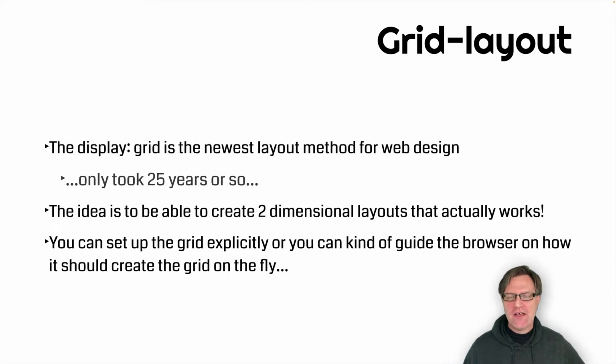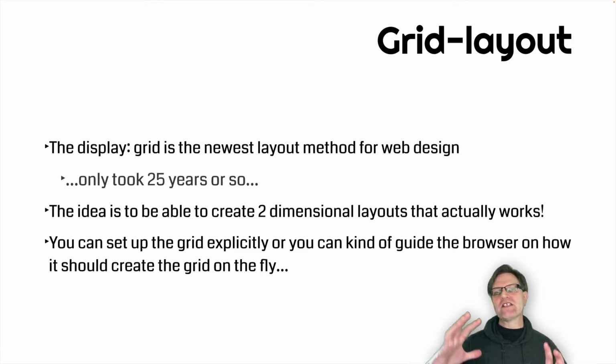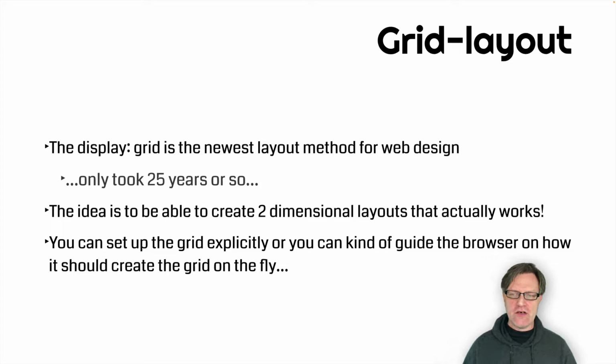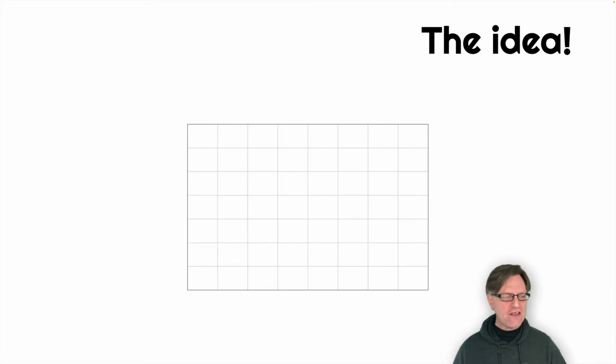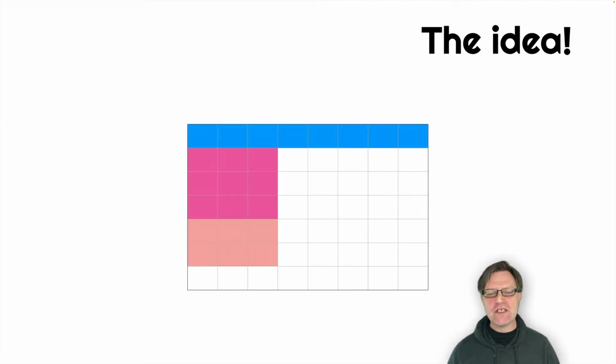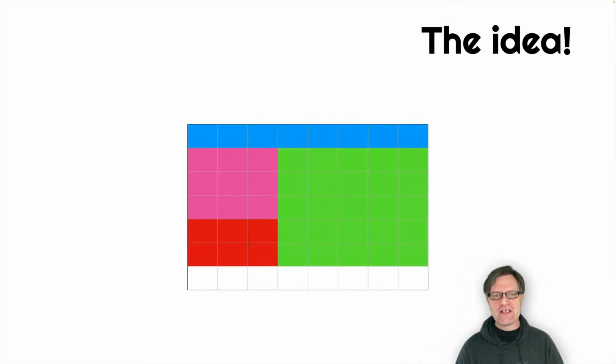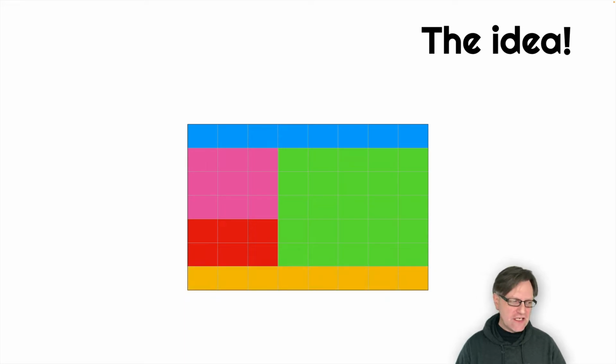In the grid layout, on the other hand, you can place elements in your 2D grid, and you can either let the browser place all your elements, or you can place them explicitly. So what is the idea then? Well, the idea is that you have some kind of grid system, and then in that grid you place your elements, and you can do that, as I said, any way you want.